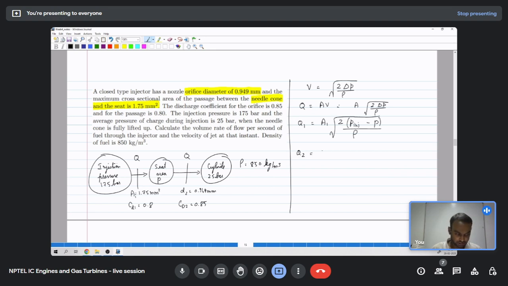Similarly, Q2 is CD2 times pi by 4 d2 square, because only the diameter is given, times root of 2 delta P by rho, where delta P is the pressure difference across the orifice, which is seat area pressure minus cylinder pressure. I note it down as PC.